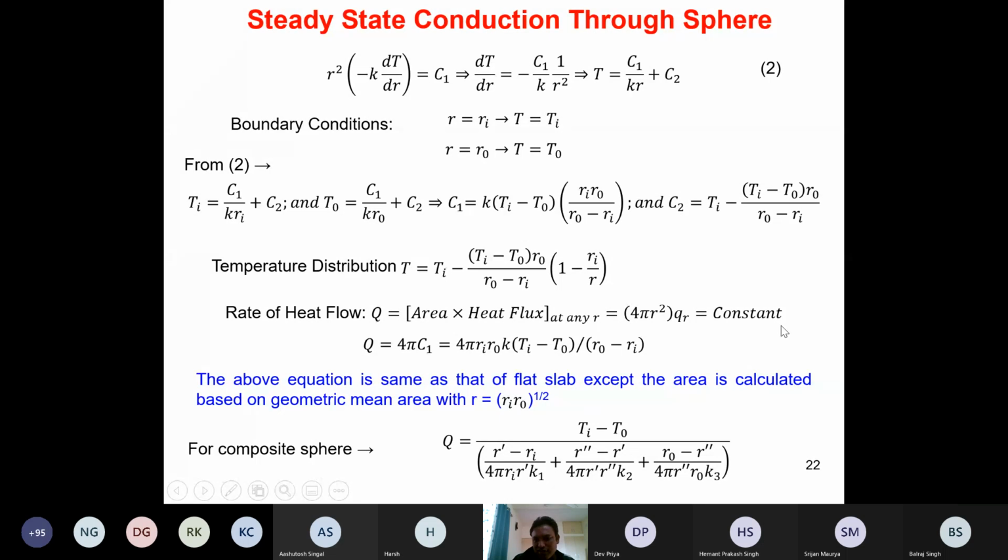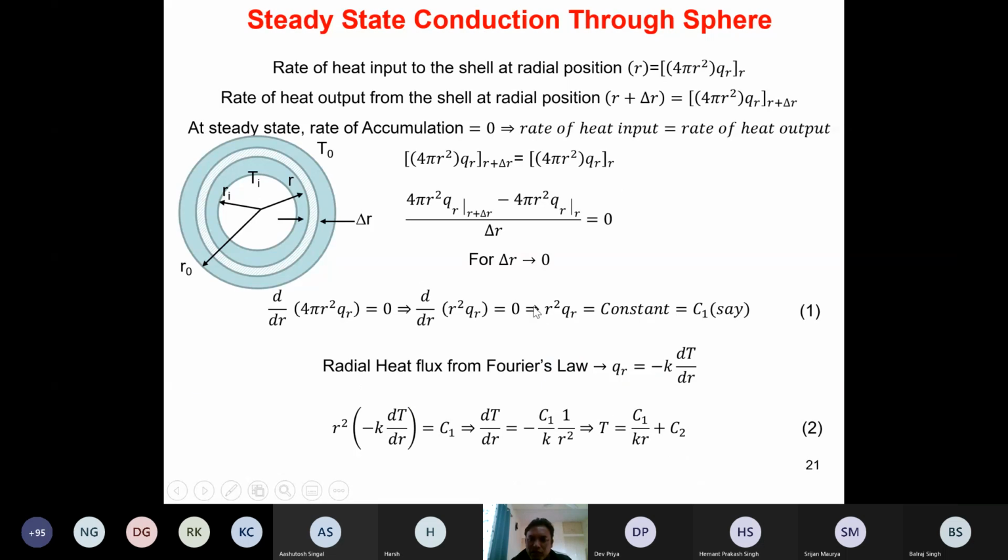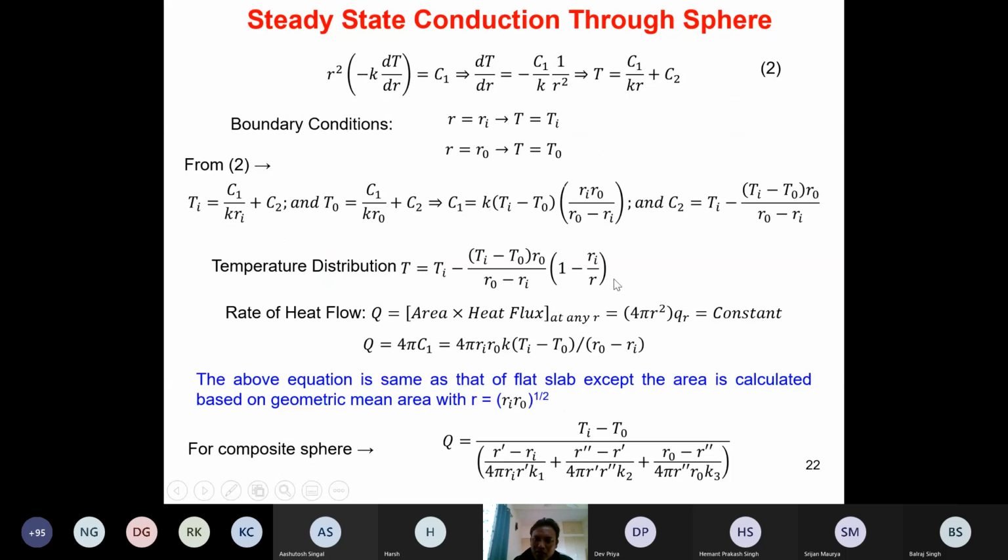Is equal to constant, and that is given as Q. Now R square QR that we have anyway obtained earlier, isn't it? This is the R square QR. R square QR is nothing but constant C1, isn't it? From equation number 1. So we can put R square QR as C1 in this equation. We can replace R square QR from this equation as C1, which we have already obtained here.